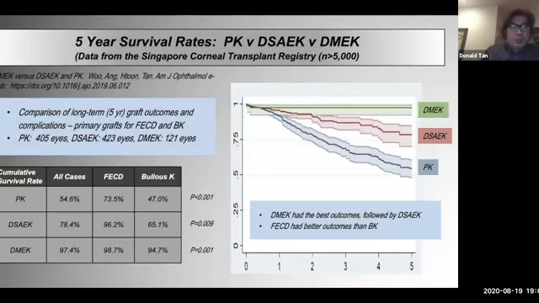This is a study which we published, I think came out earlier this year, and we looked at the 5-year outcomes between primary grafts for two conditions, Fuchs endothelial corneal dystrophy and bullous keratopathy. And we compared the 3 operations that we've done over the years, 400 PKs versus 400 DSEKs and about 120 DMEKs. And you see a stark difference. If you look at the Kaplan-Meier curve on the right, you can see clearly that DMEK is much better than DSEK, and DSEK is better than PK. So DMEK had the best outcomes, followed by DSEK.